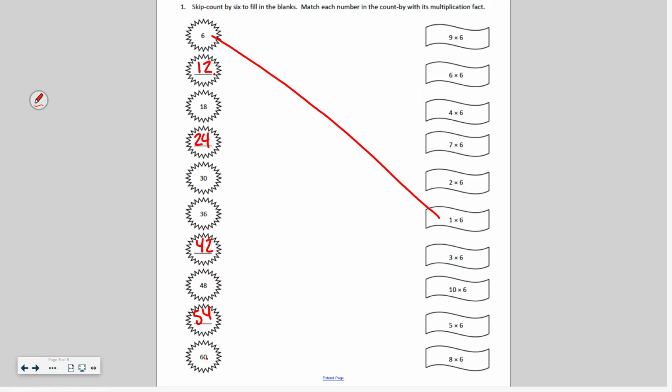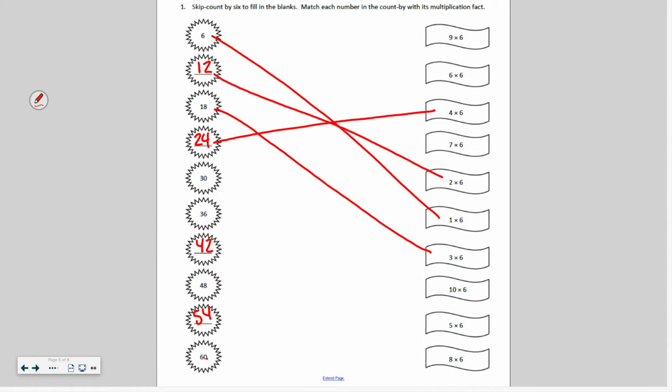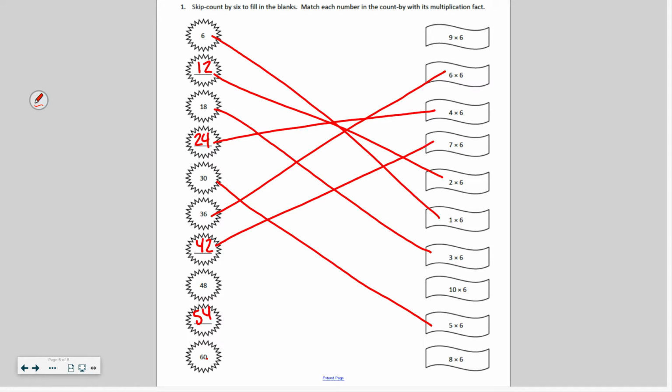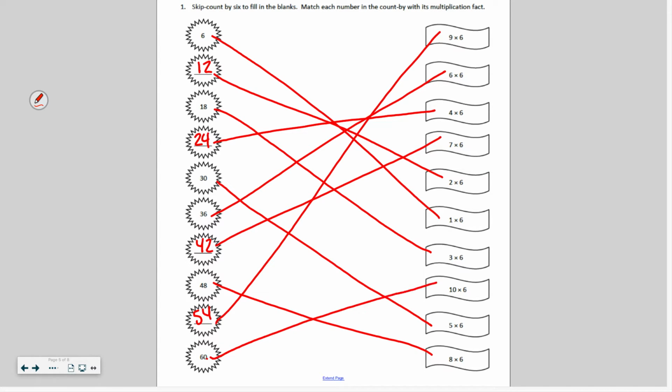12 is 2 times 6, right? 2 groups of 6 is 12. So that means the next one should be 3 times 6. I'm noticing a pattern here. 4 times 6 for 24. 30 is the answer to 5 times 6. 36 is the answer to 6 times 6. 42 is the answer to 7 times 6. 48 is 8 times 6. 54 is 9 times 6. And 60 is 10 times 6.